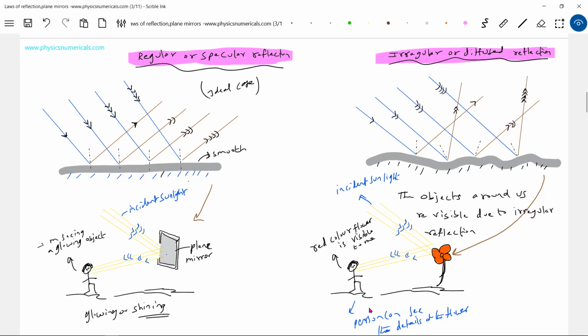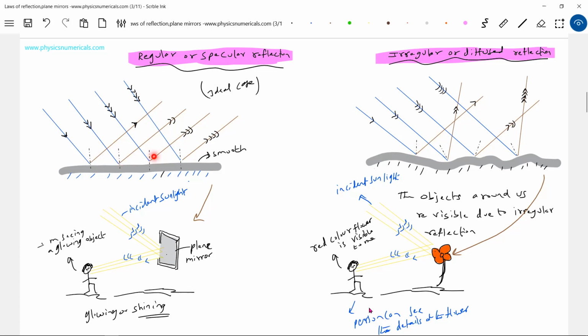The simplest reason is that when sunlight falls on that glowing cloth, like smoothly polished metal cloth, the light undergoes regular reflection. Therefore, the objects around us are visible due to irregular or diffused reflection. Is it that the laws of reflection are invalid? No. The only thing is, the same parallel beam of light is incident, only here the surface is smooth.